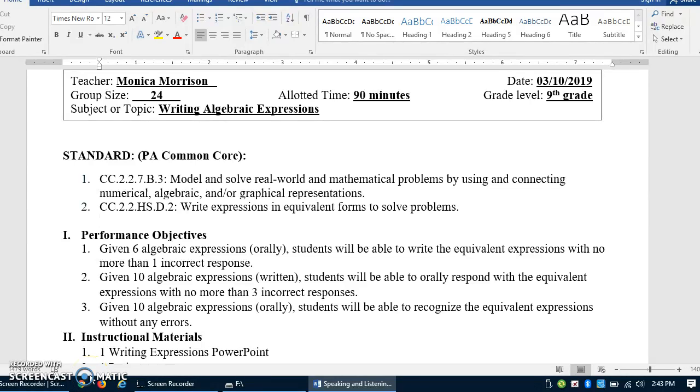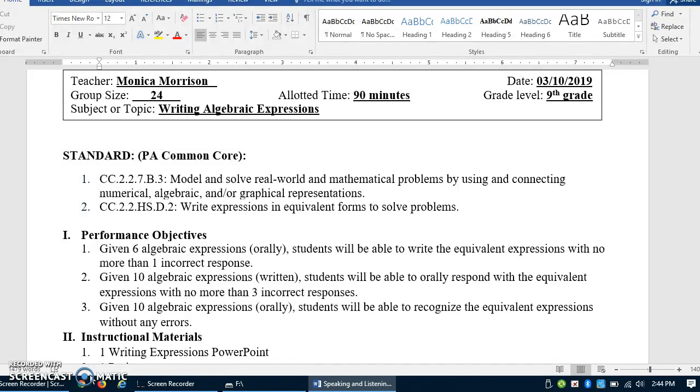Hi, everyone. So I did my speaking and listening plan for my Integrated 9 math class. In this group, there are 24 students. The class is 90 minutes, and it is made up of all ninth graders. The topic that I looked at was writing algebraic expressions, which is used in both our Integrated classes, our Algebra Concepts classes, and our Alg 1.